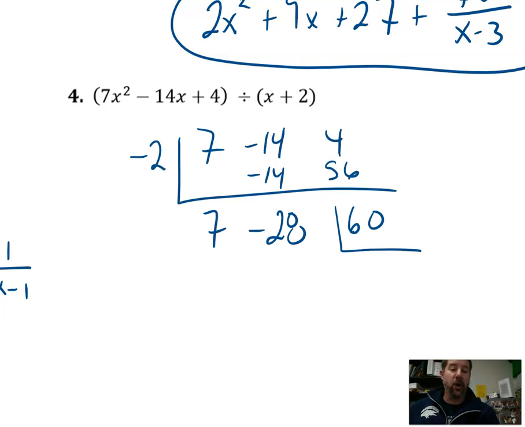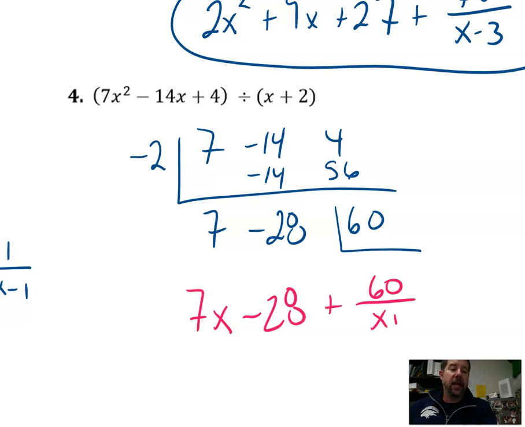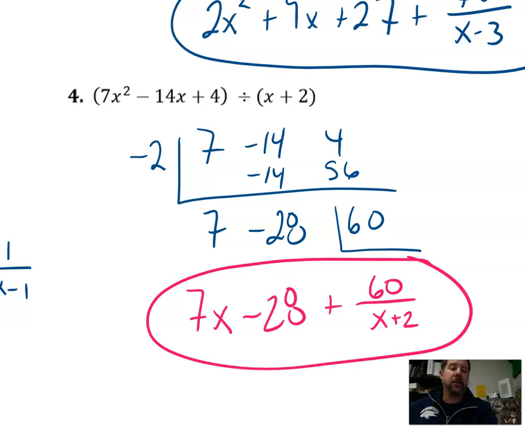Okay, if you look at your work, it should look something kind of like this. You should have 7, negative 14, and 4 on the inside, negative 2 on the outside. Bring down the 7, multiply negative 14, add negative 28, multiply 56, add 60. And that 60 is my remainder now. So we started with an x squared, so this should be a 7x minus 28 plus 60 over x plus 2 should have been your answer.